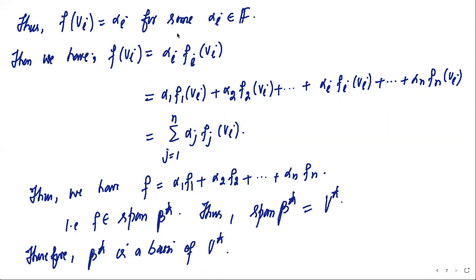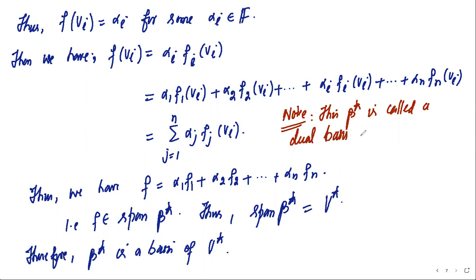So now we conclude this in a note. We note here that this beta star is called a dual basis with respect to the basis beta of V. So if V is a vector space and beta is its basis, then the dual basis obtained in this way is denoted by beta star, and this is called the dual basis of the vector space V with respect to the basis beta of V.